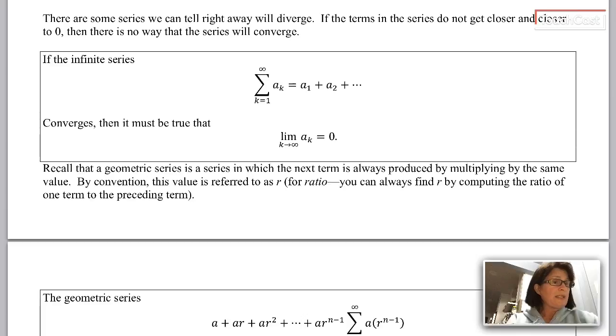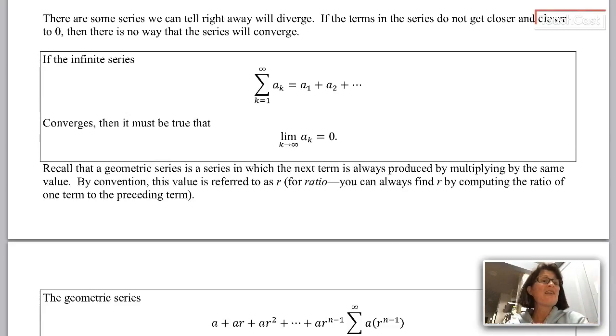All right, so one tool that you definitely need in your tool belt as you embark on this work of deciding whether a series converges or diverges is this one right here. Any series that does converge, you can guarantee that the terms in the series get closer and closer and closer to 0 as the term number increases.